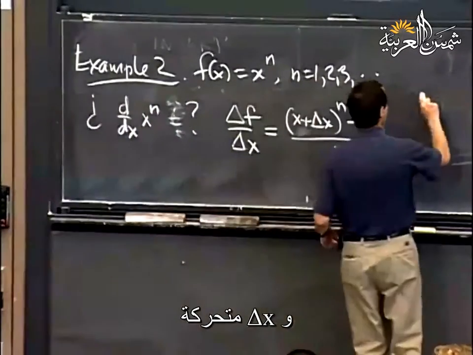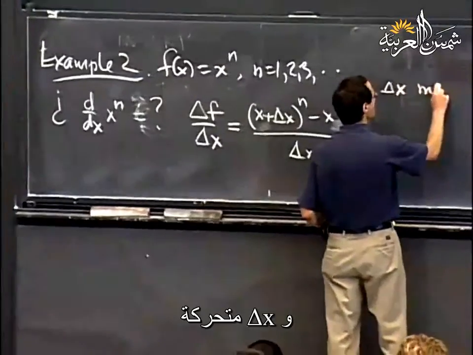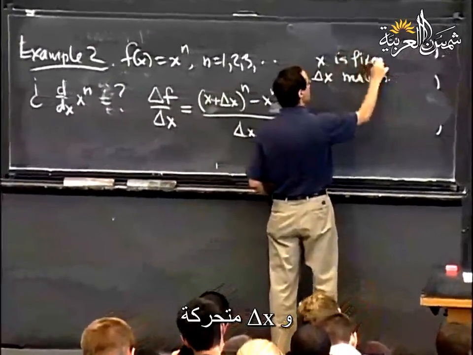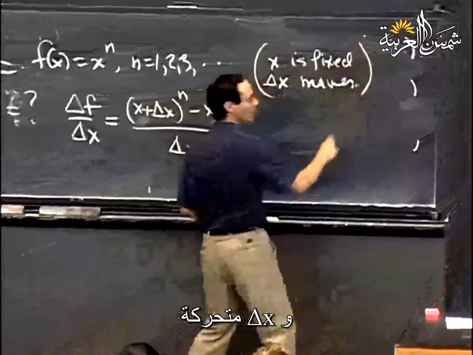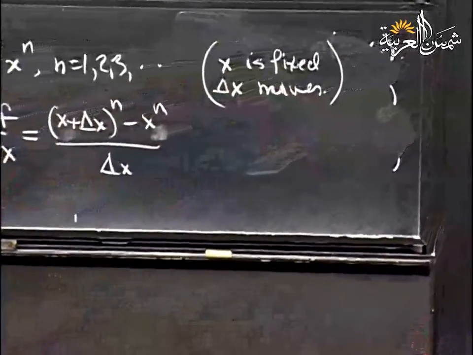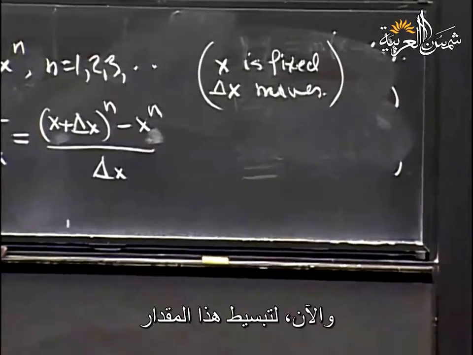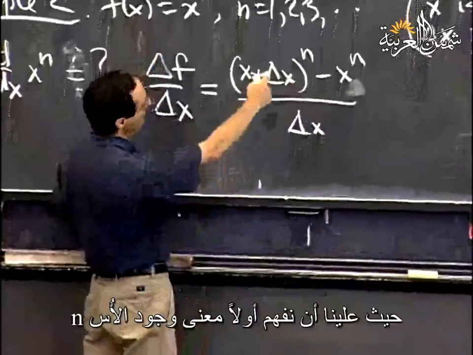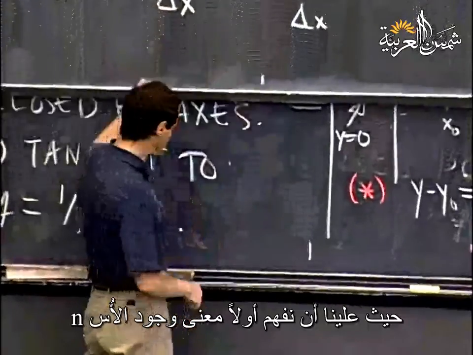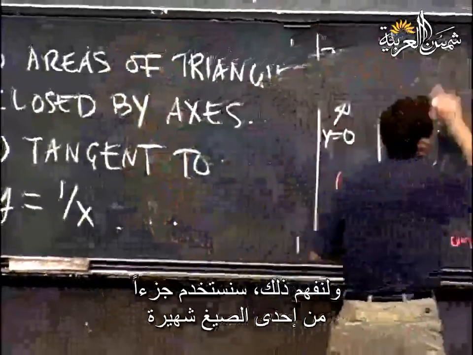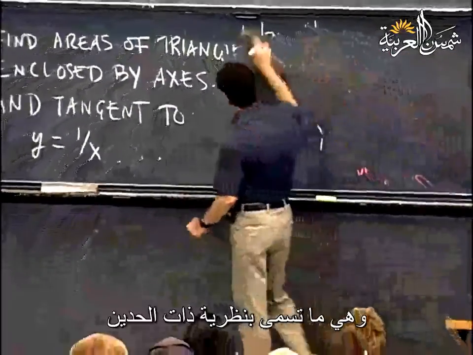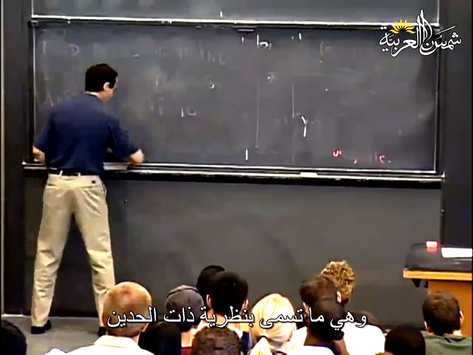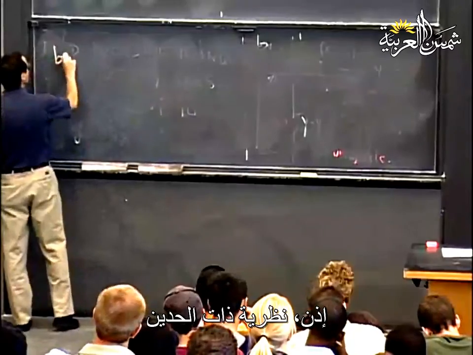Again, in this case, delta x moves and x is fixed in this calculation. All right, now, in order to simplify this, in order to understand algebraically what's going on, I need to understand what the nth power of a sum is. And that's a famous formula. We only need a little tiny bit of it, called the binomial theorem.